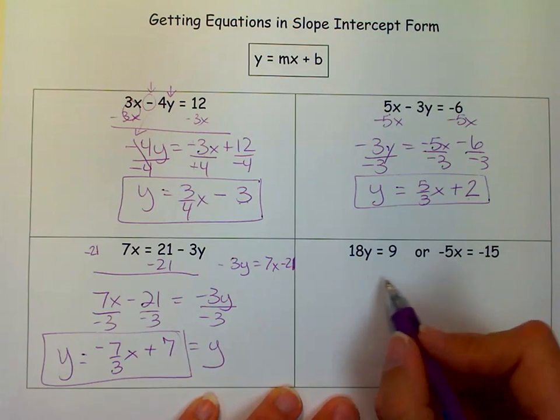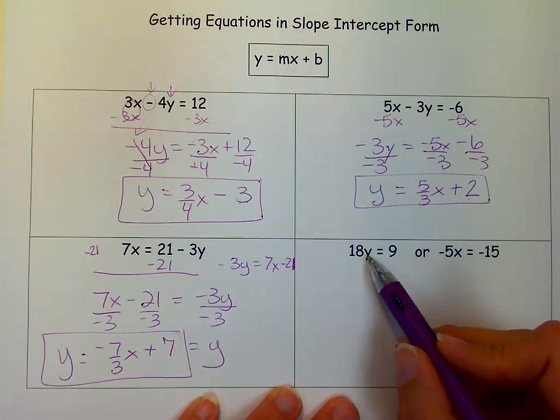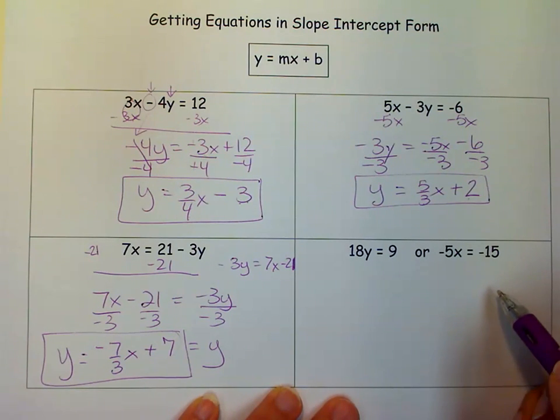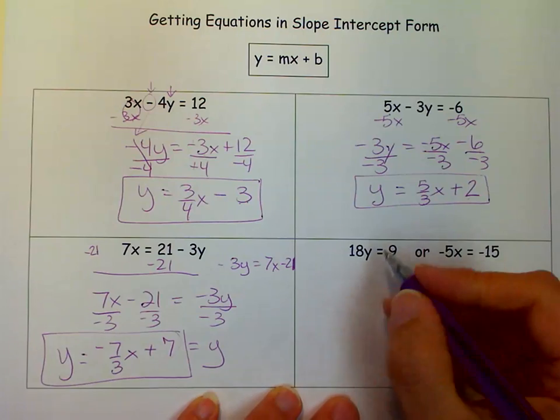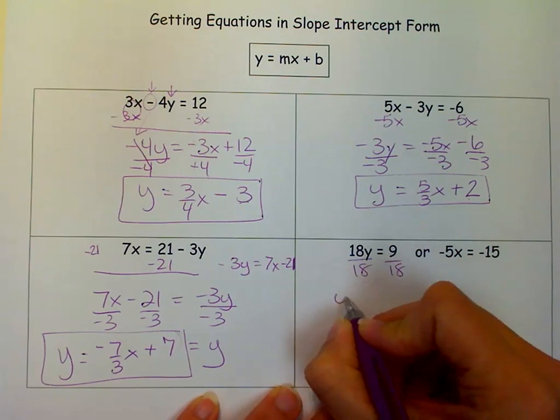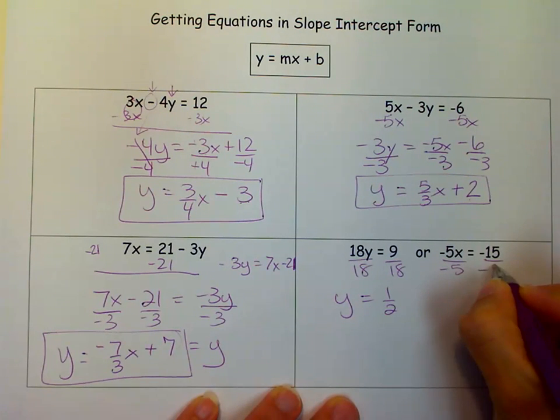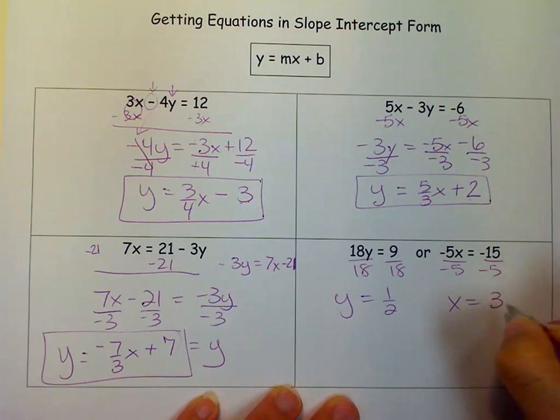Okay, I wanted to show you two examples of lines that don't have y's and x's. This one only has a y, this one only has an x. So really, to get them in this form, we just are getting the y or the x alone. So if I divide both sides by 18, I get y equals 1/2. Over here, if I divide both sides by -5, I get x equals 3.